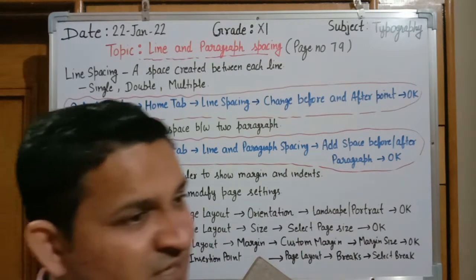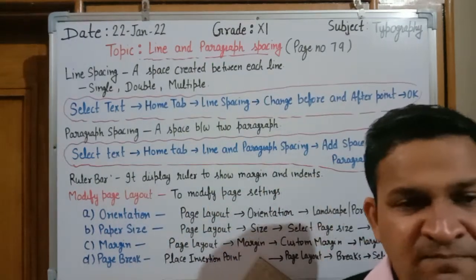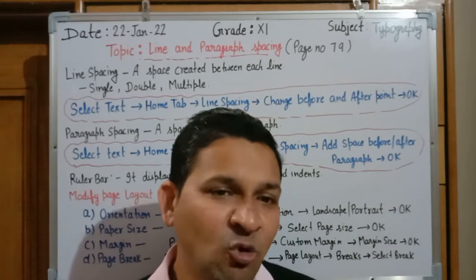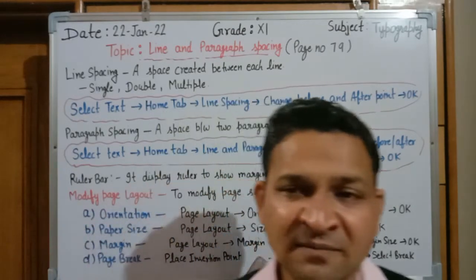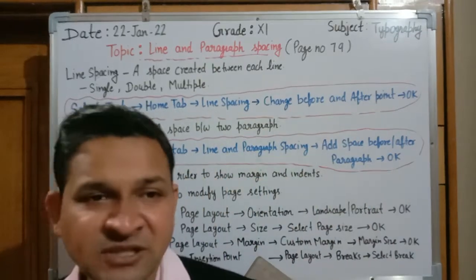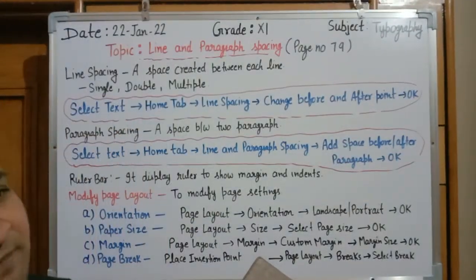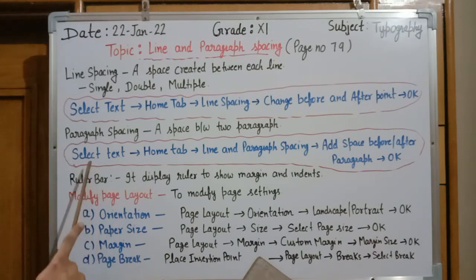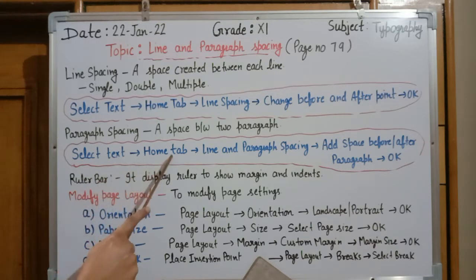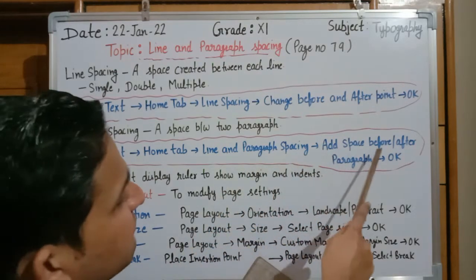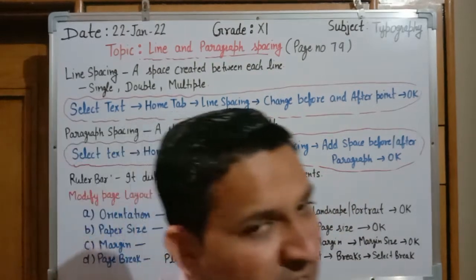Next part is again related to spacing, that is paragraph spacing. A space between two paragraphs is known as paragraph spacing. Paragraph spacing can be adjusted before paragraph or after paragraph. So we need to select the paragraph first, select the text first, then go to home tab, line and paragraph spacing option. Afterward add space before or after the paragraph.